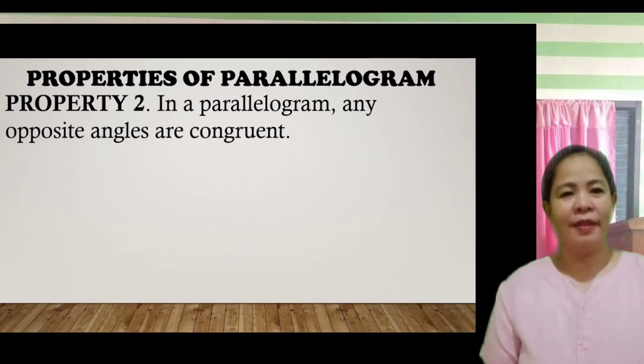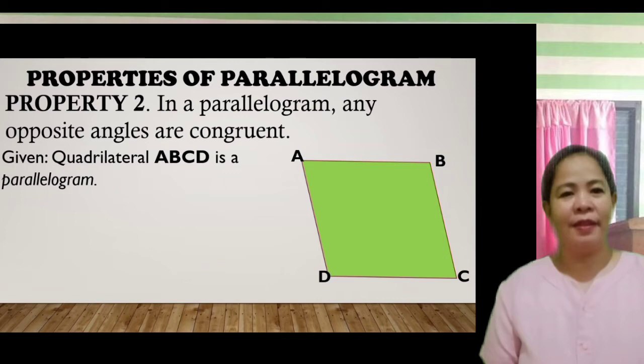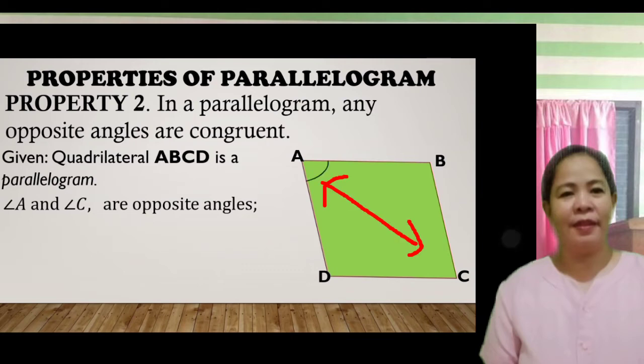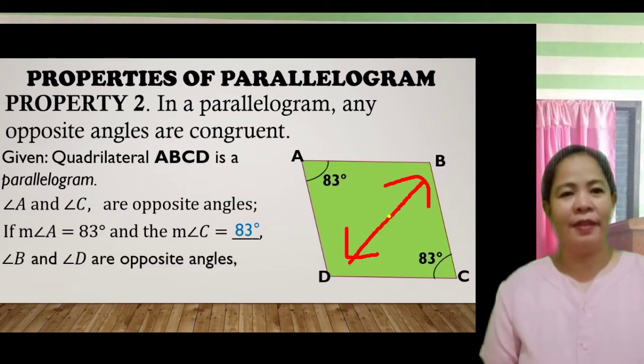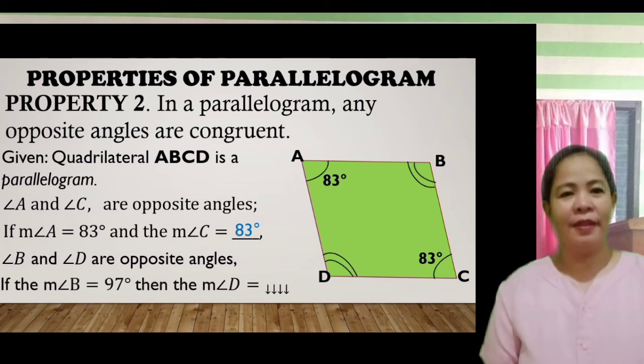Property number 2. In a parallelogram, any opposite angles are congruent. So we have here, quadrilateral ABCD is a parallelogram. So it means that angle A and angle C are opposite angles. If the measure of angle A is 83 degrees, it means that the measure of angle C is also 83 degrees. Now, angle B and angle D are opposite angles, meaning if the measure of angle B is 97 degrees, then the measure of angle D is also 97 degrees. Okay?